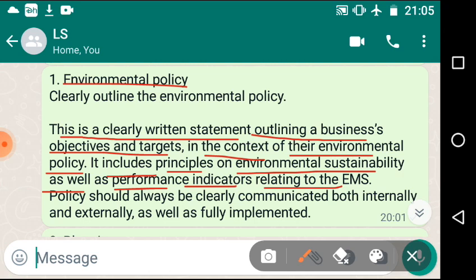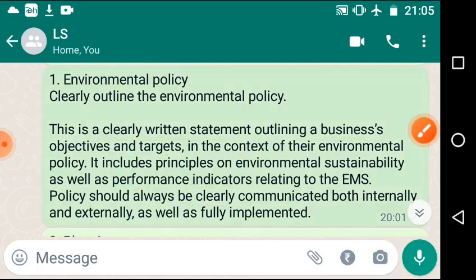In environmental policy, it is a clearly written statement that outlines a business's objectives and targets. So it shows what the objective of that business or company is, what the targets of that company are, and in the context of the environmental policy, not causing harm to the environment also has to be mentioned there. It also includes principles on environmental sustainability as well as performance indicators relating to the EMS, right?